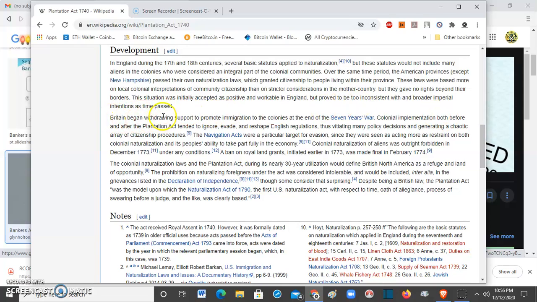Britain began withdrawing support to promote immigration to the colonies at the end of the 7 Years' War. The colonial implementation, both before and after the Plantation Act, tended to ignore, evade, and reshape English regulation, thus vitiating many policy decisions and generating a chaotic array of citizenship procedures like what you have right now.